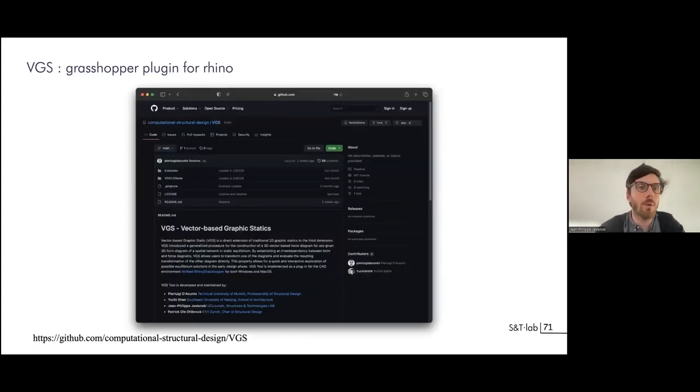Actually, it was more of a tool for our own research. And since this year, it's available for free: the beta version, the version 1 that is stable, is available for free, and you can download it at this link and use it to build very nice 2D and 3D vector-based force diagrams.